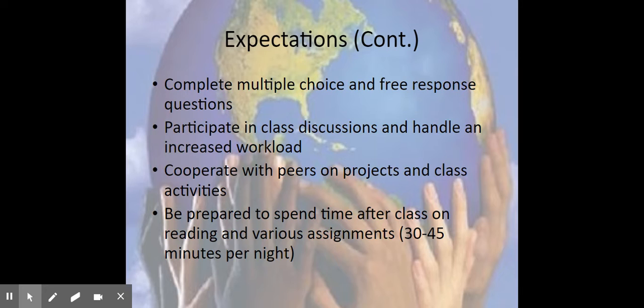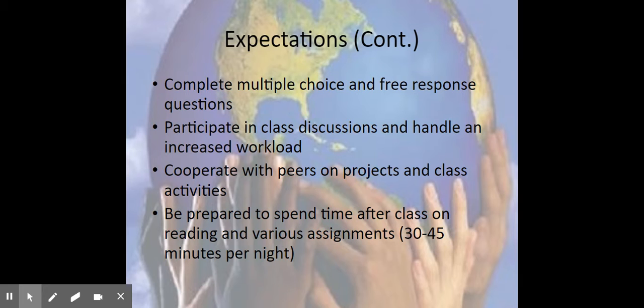You'll be expected on the unit exams. Again, there's 7 of them. On the unit exams, you'll be expected to complete a multiple choice section and a free response section. The unit exams are worth 75% of your grade. Homework, quizzes, projects are worth about 25% of your grade.